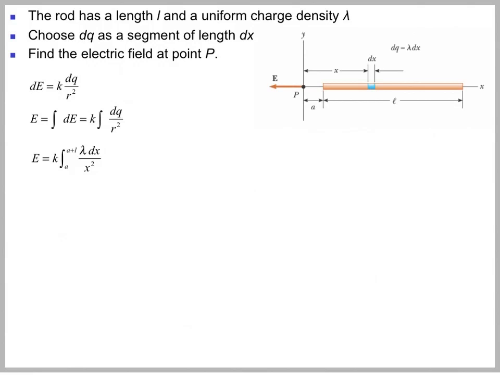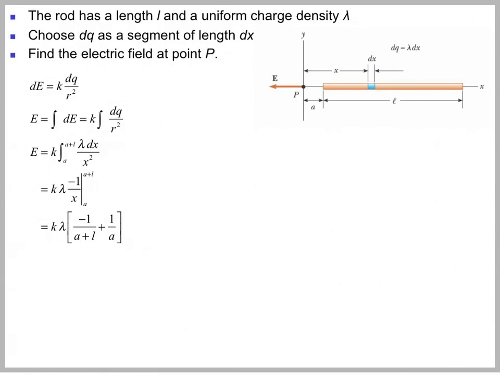In this case, r squared is just x squared, because the point of interest is at the origin, where x equals 0. And then our limits of integration are from x equals a to x equals a plus L. Of course, the lambda comes out of the integral as a constant, and the integral of dx over x squared is minus 1 over x. And I have to evaluate that at my limits.